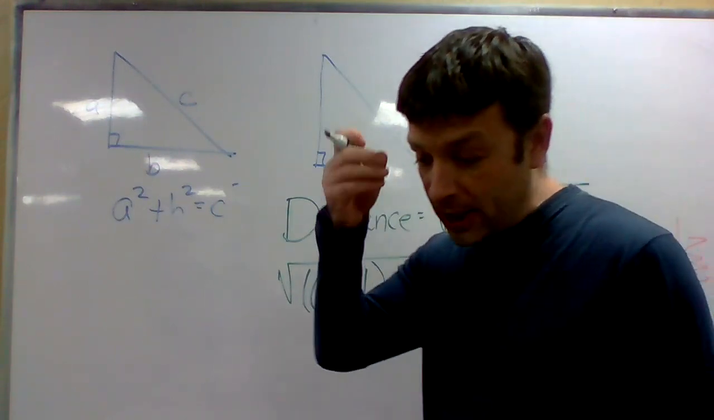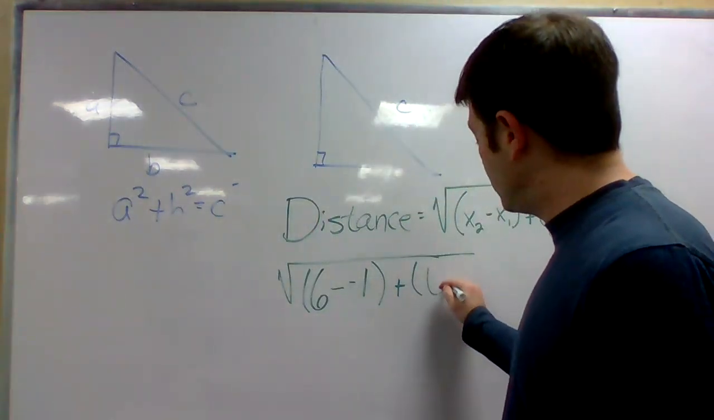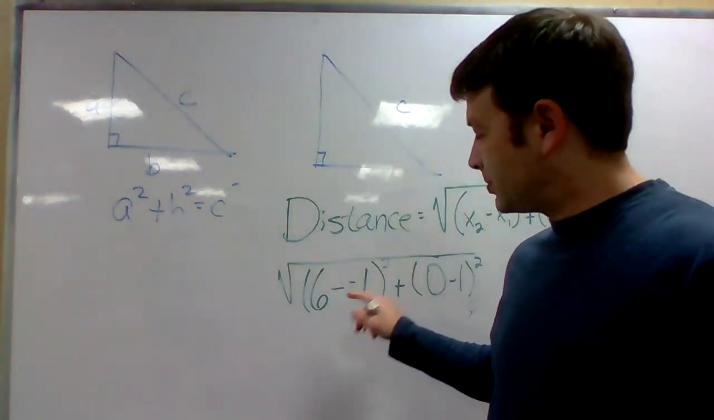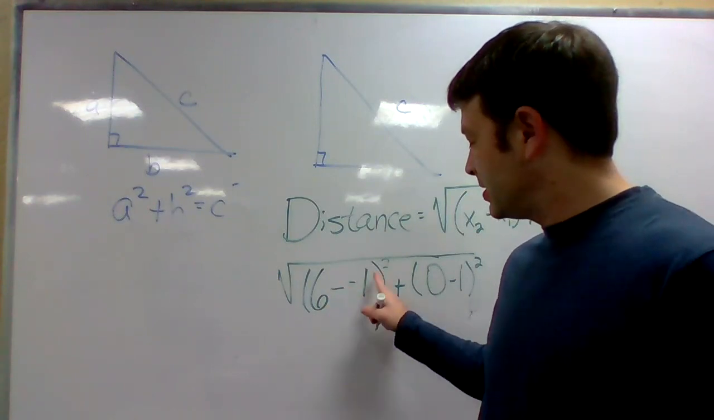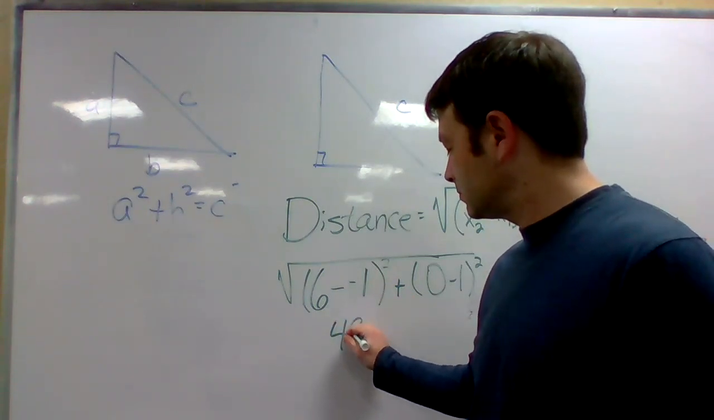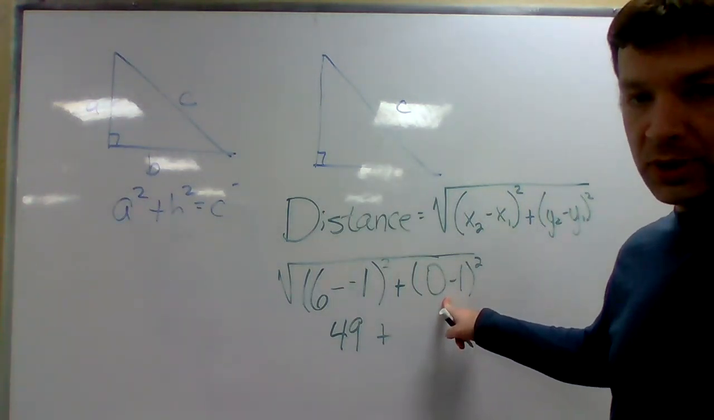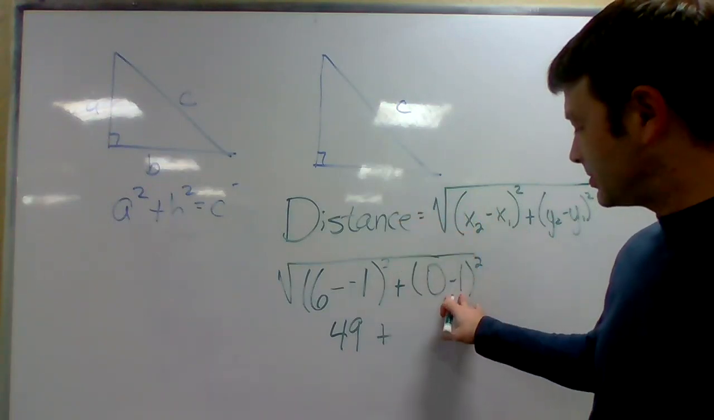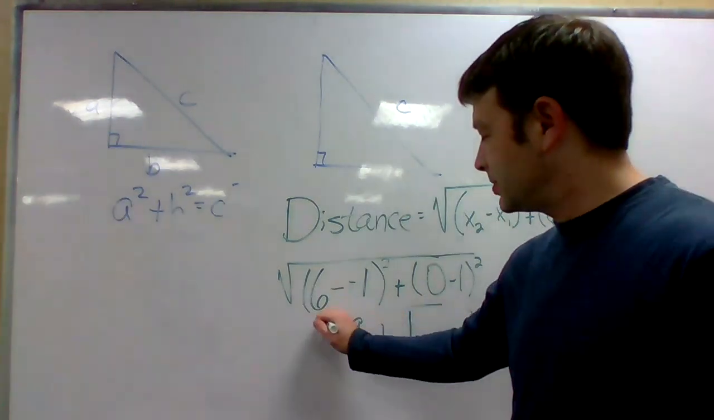Plus the y values are 0 and 1 on 23. So 0 minus 1. Okay, whoops, forgot my squared right there. 6 minus -1. That means 6 plus 1 is 7. 7 squared, 7 times 7 is 49. Okay, 0 minus 1 is -1. -1 squared is +1. Remember, the order doesn't matter because either way you're going to get a positive. So that's a +1. Okay, that's all still under the square root.